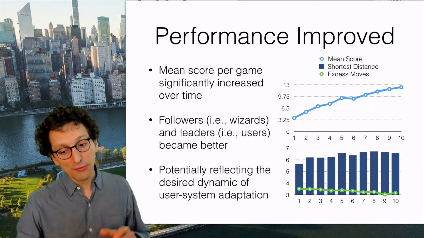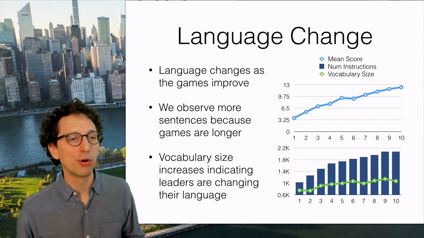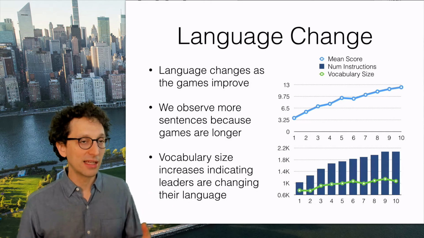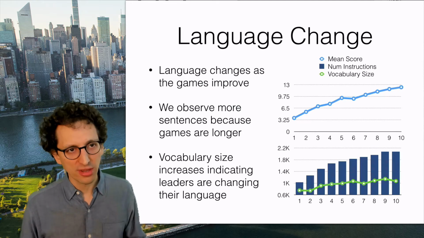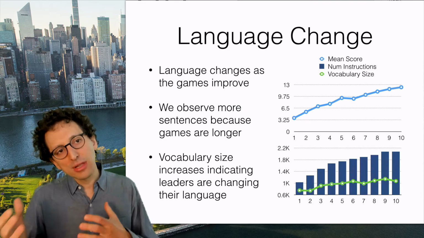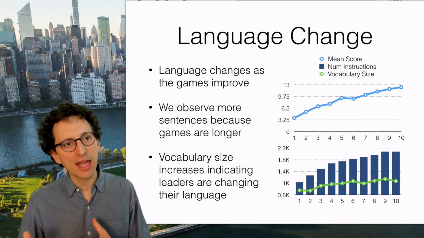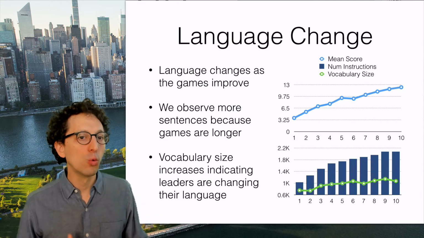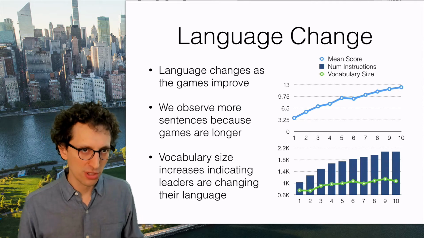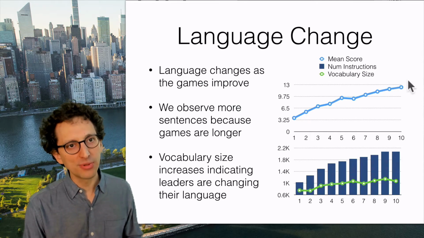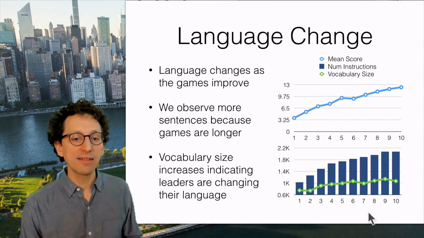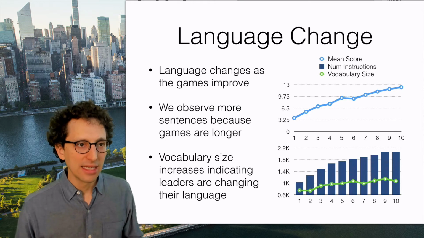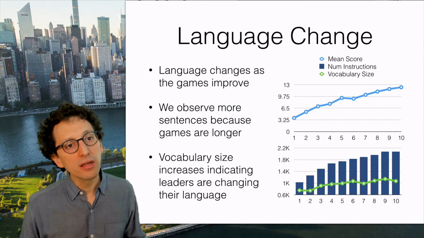Now, one of the most critical aspects of CerealBar and of the data that we observe is that the language actually changes as the game improves. The performance in the game correlates very heavily with changes in the language. Here I'm showing at the top the same graph that we saw earlier of the game score improving over deciles. And at the bottom, I'm showing very shallow statistics about the language.